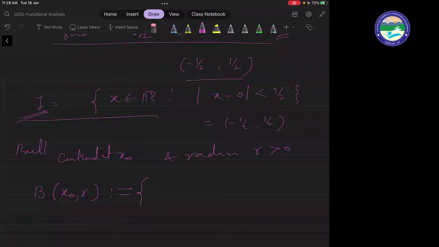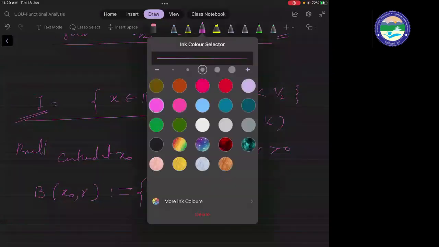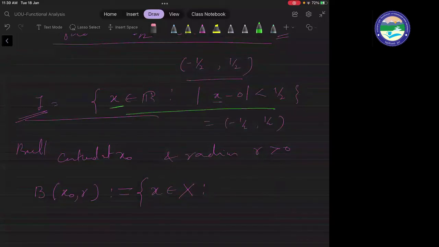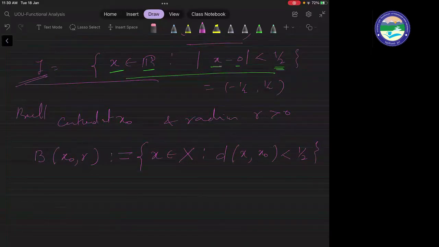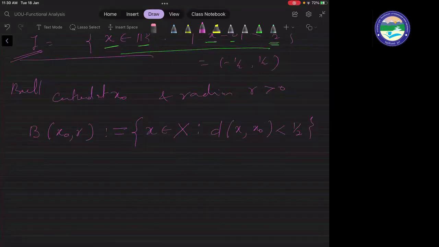How do we define this? All those x in X such that, अब यहाँ पर क्या किया आपने, जो आप पहले interval वाला case देखिए, आपने सारे point लिए real numbers के जिनकी दूरी इस zero से half से कम थी. ओके, यस सर. तो metric space वाले केस में आप क्या कहेंगे, distance between x and x naught is less than half. Okay, yes sir. तो how do you define this in normed space? बोलिए, open ball in normed space is open ball centered at x naught and radius r in normed space is this.